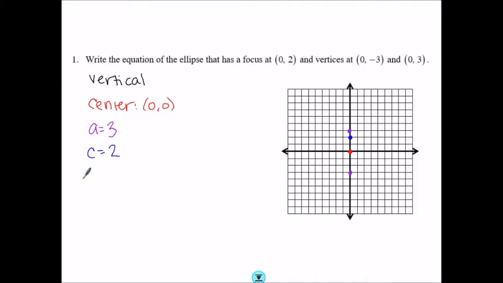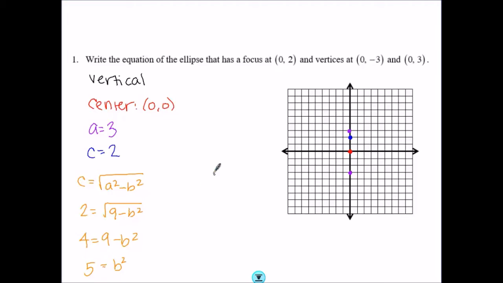Since we know that c is the square root of a squared minus b squared, we can just plug in our numbers and solve. So if we plug in 2 equals the square root of 9 minus b squared, we square both sides to get rid of the square root. We have 4 equals 9 minus b squared, and we end up with b squared equals 5. Now, we could continue to solve and figure out that b is the square root of 5, but since we end up squaring b in the equation, I'm just going to leave it at b squared.